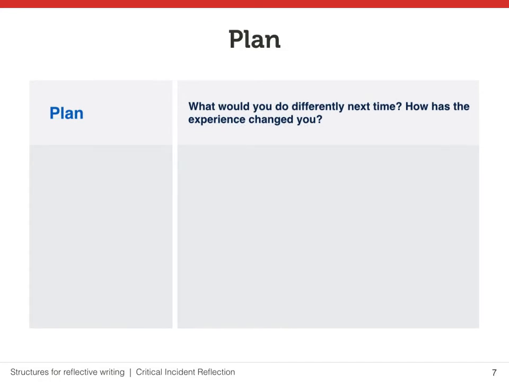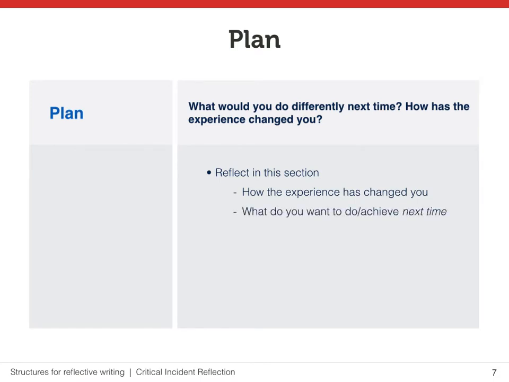The P in DIEP is for planning, and this is the section where you can look forward in your reflection. This is where you think about the next time, how the experience has changed you, or exactly what you need to do or want to achieve in the future.